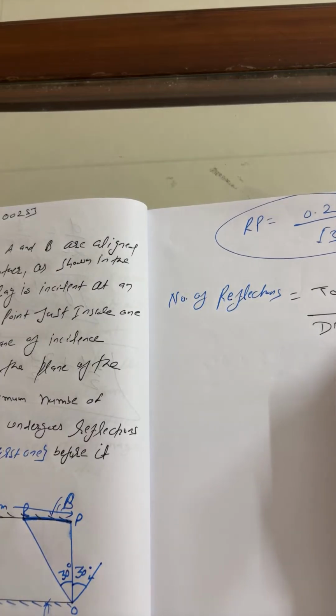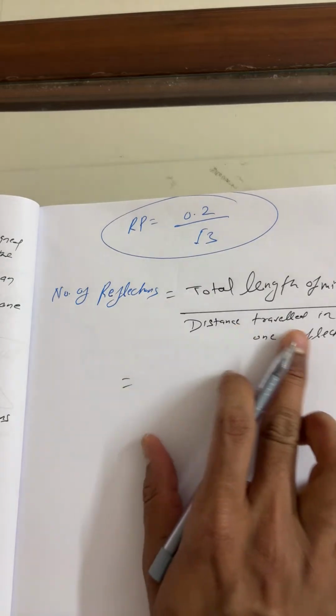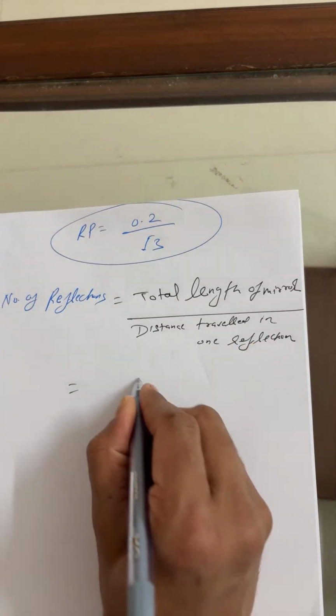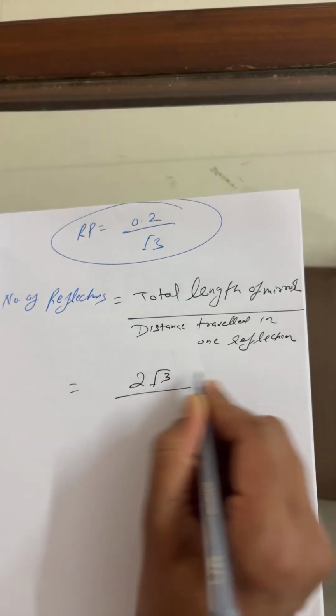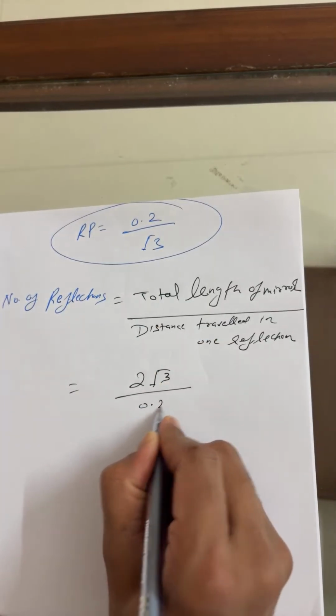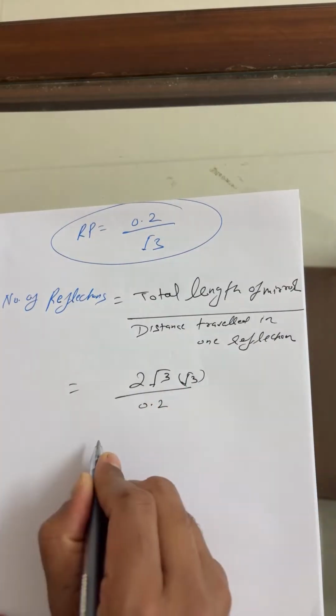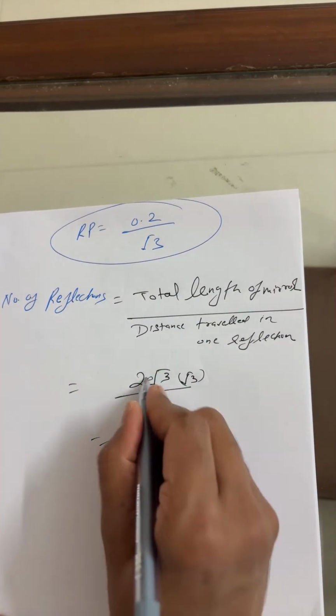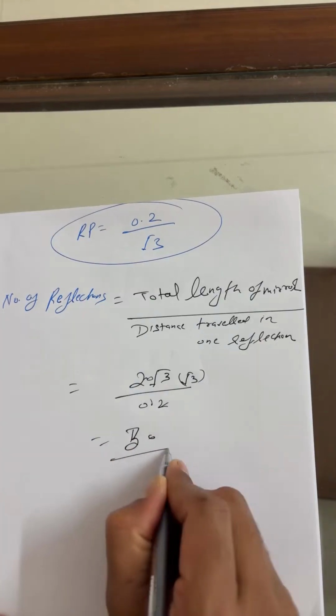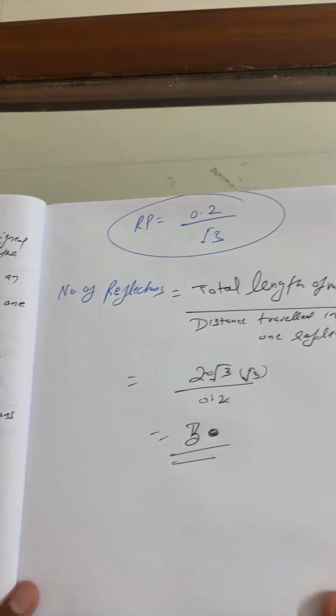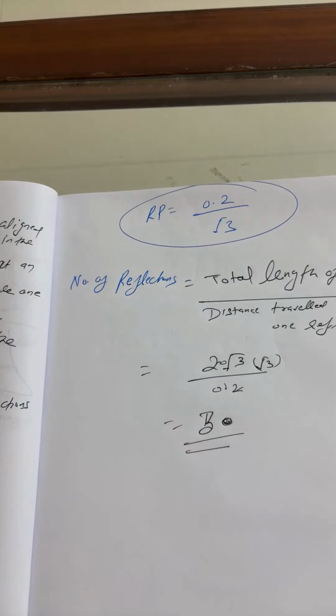So beta, what is the total length of the mirror? This is 2 root 3. The distance traveled is how much? 0.2 into root 3. So this is 20, beta 10. So beta, the answer is 30 here. Correct, beta, 30 here. Okay.